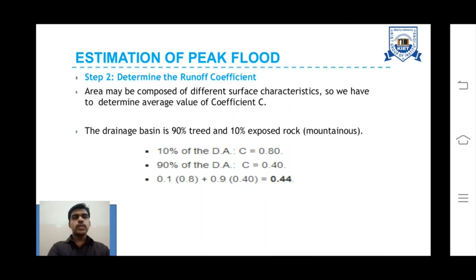In the next step, they are determining the runoff coefficient. The area may be composed of different surface characteristics, so we have to determine the average value of coefficient C: 10% and 90%, that is 0.1 into 0.8 plus 0.9 into 0.4. Finally, for the drainage basin, the runoff coefficient they are considering is 0.44. This is step 2, determining the runoff coefficient.